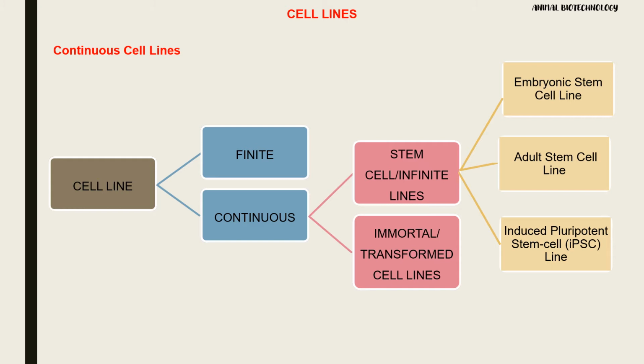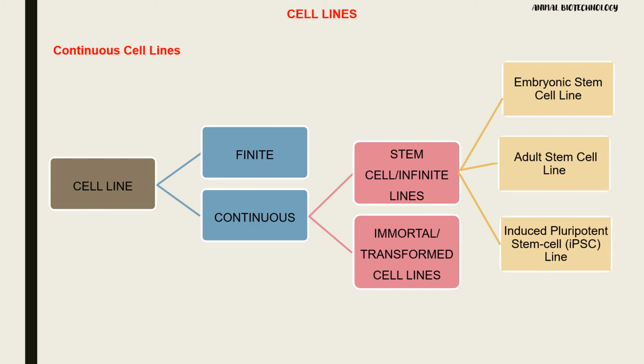The adult stem lines are found in juvenile or adult tissue. Example, the cells derived from hemopoietic cells of bone marrow and the mesenchymal cells from the umbilical cord and amniotic fluid, or could be adipose tissue. They are multipotent.